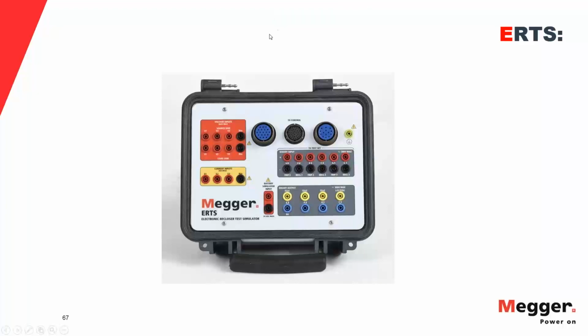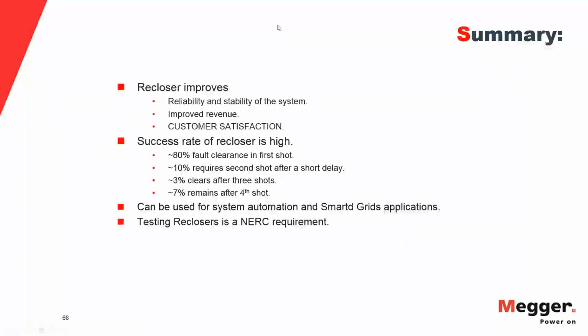As a summary, we have talked about how the recloser improves the reliability and stability of the system, improves revenue, very important. It improves customer satisfaction. The success rate of reclosers is high. 80% of the fault clearance happens in the first shot. Remember, I was talking about how most of the times you have the first shot as a fast shot. Of course, that depends on the application, the place where you're connected and whatnot. It can be used for system automation and smart grid applications, and well, testing reclosers is a NERC requirement.